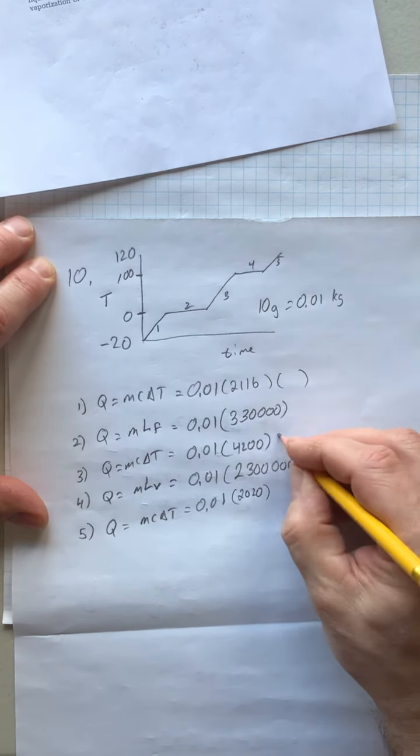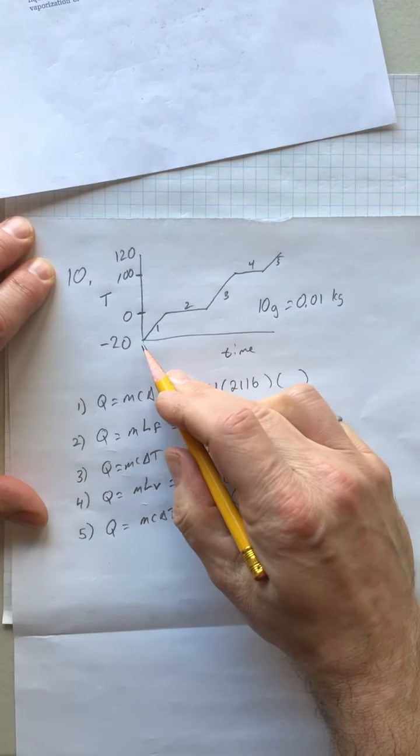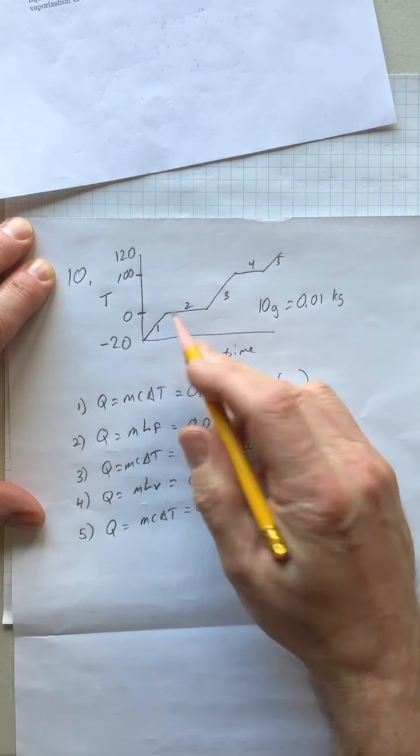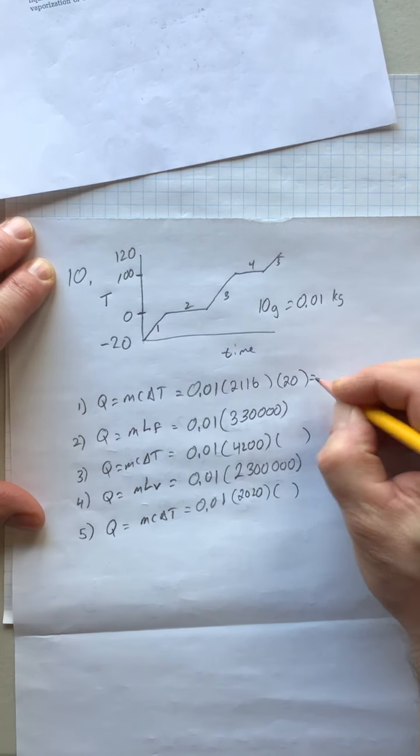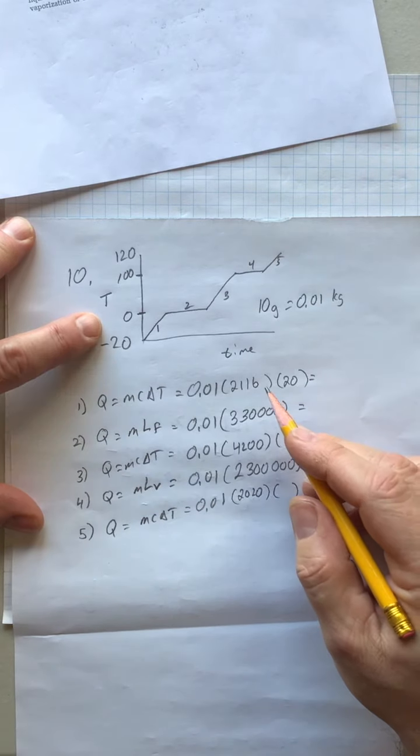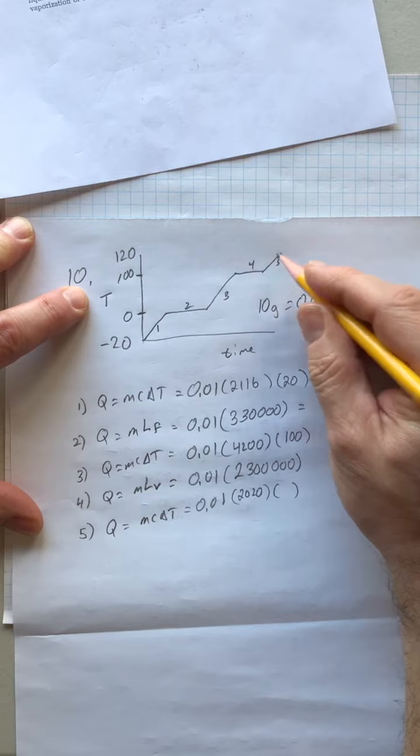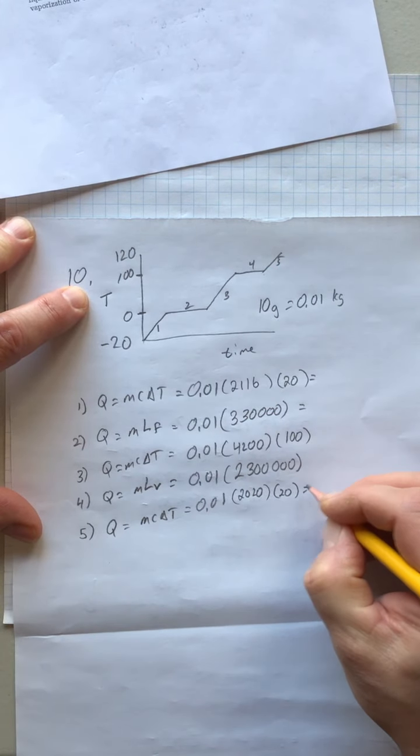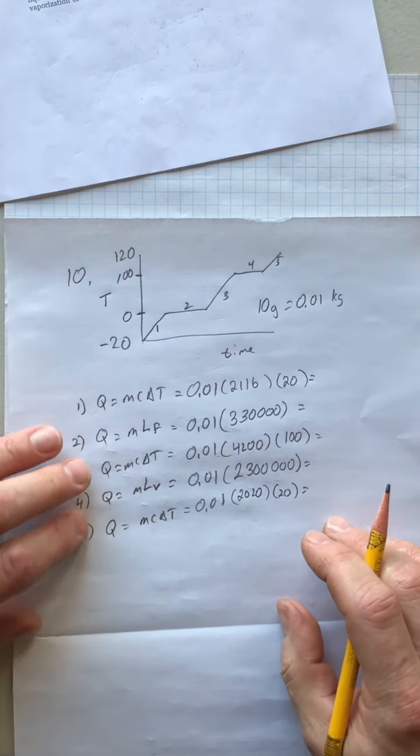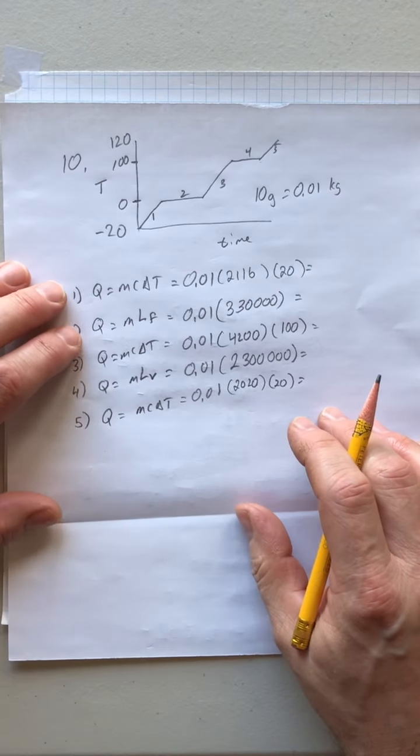And let's take a look at the temperature changes. The ice went from minus 20 up to 0. That's an increase of 20. The water went from 0 to 100. That's an increase of 100. And the steam went from 100 to 120. That's an increase of 20. Okay, we've got all the givens. Everything's in here. Now we just have to do the math.